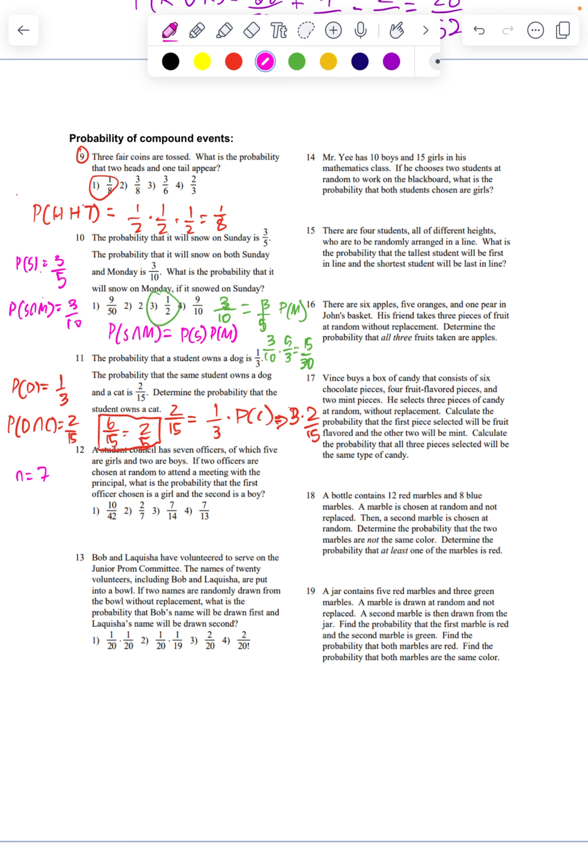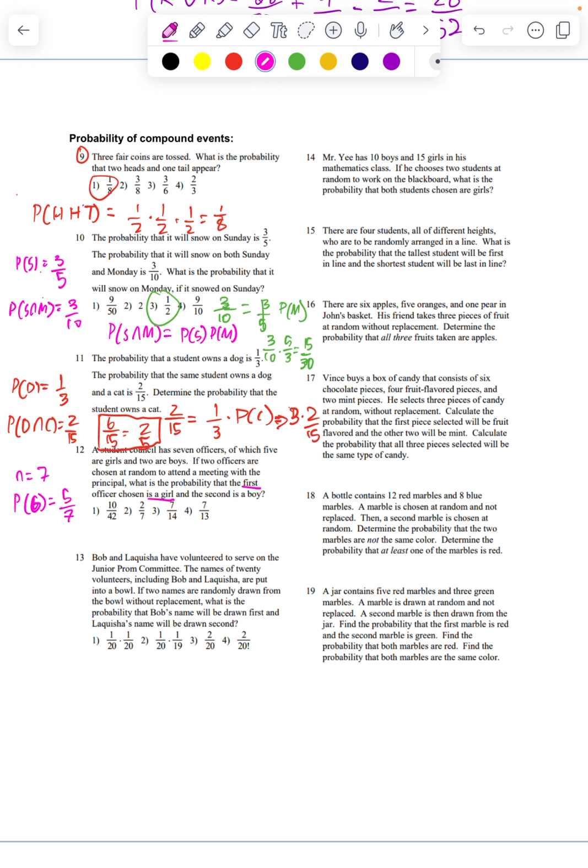What is the probability that the first officer chosen is a girl and the second is a boy? All right. So there's a couple of things going on here. What is the chance the first chosen is a girl? Five are girls, so that's going to be 5 out of 7. All right. So we send one of the girls over.